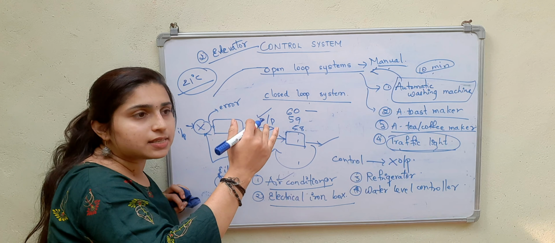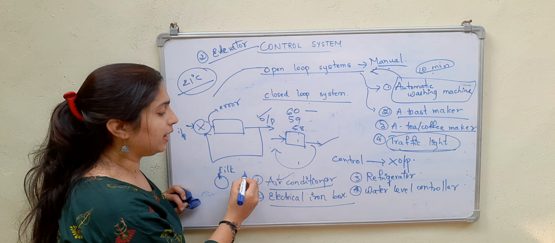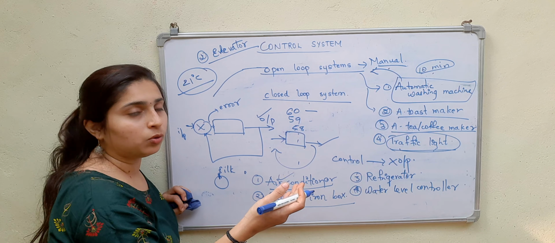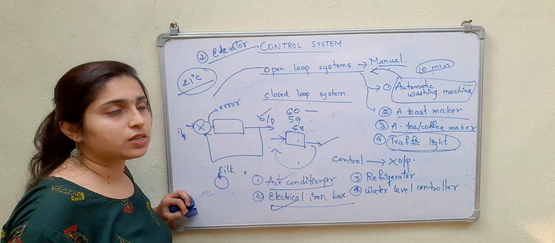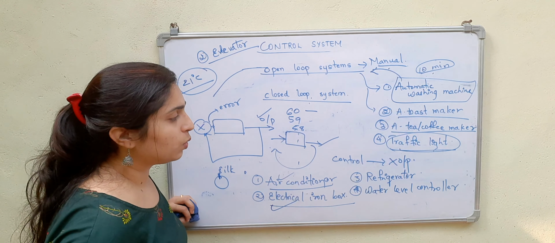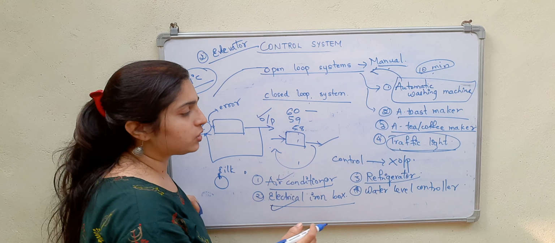So if it starts cooling down, to maintain the temperature, again you can see that red light means it will be on now. So it will start heating. So that's why electrical iron box is also an example for the closed loop system. Refrigerator also, it will be maintaining the temperature throughout.